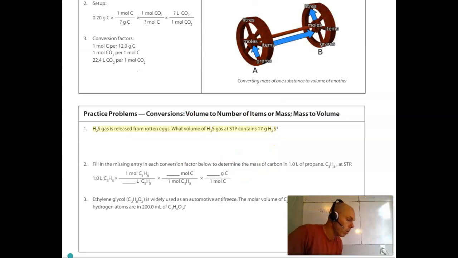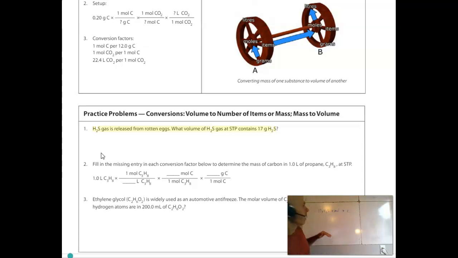So I've flipped a couple of pages. I'm now on page 138 of our ebook, looking at practice problem 1. H2S gas is released from rotten eggs. What volume of H2S gas at STP contains 17 grams? So because it's at STP, we can use 22.4.